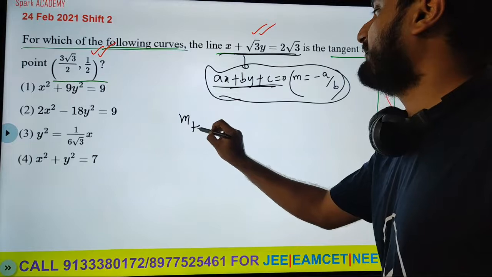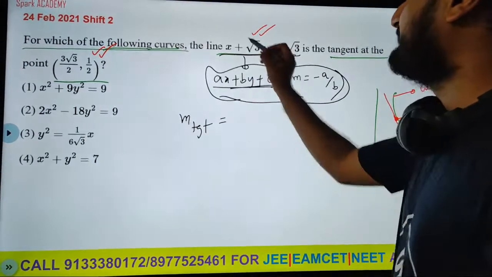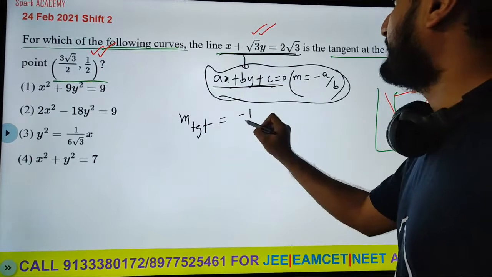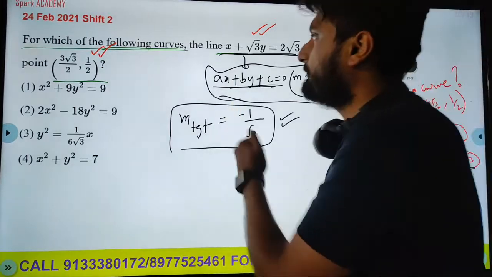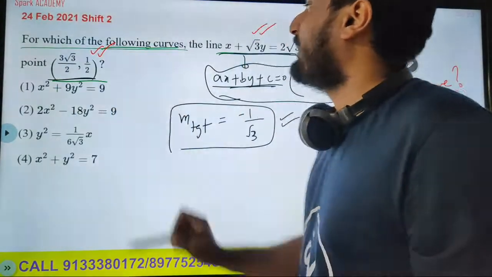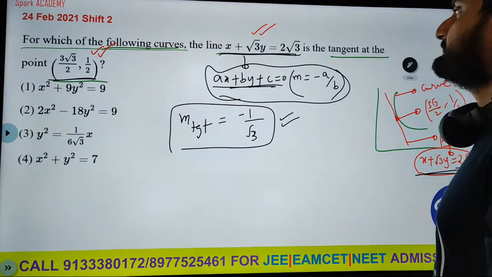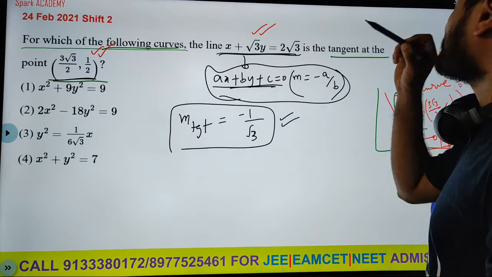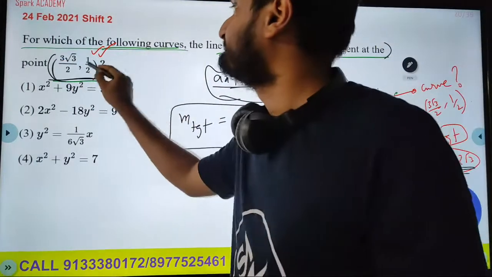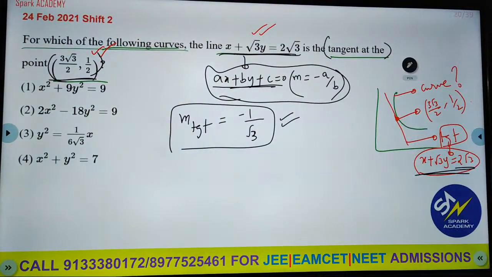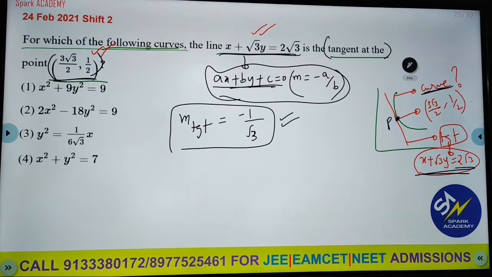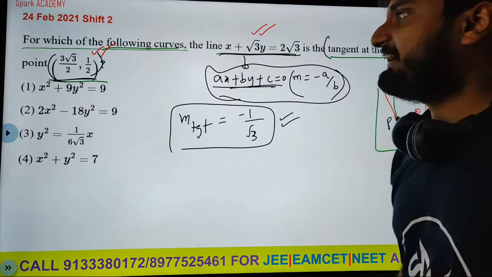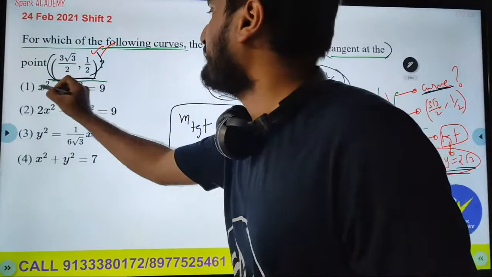So what will be the slope of the tangent? The slope of the tangent will be minus 1 by root 3. So we know the slope of the tangent, we know the point, correct? And now they are asking what the curve is. Apart from this, I can also do something else. This is the point of contact. Point of contact means that point is passing through the curve as well as through the tangent. So can I verify the options? Instead of x and y, substitute this.